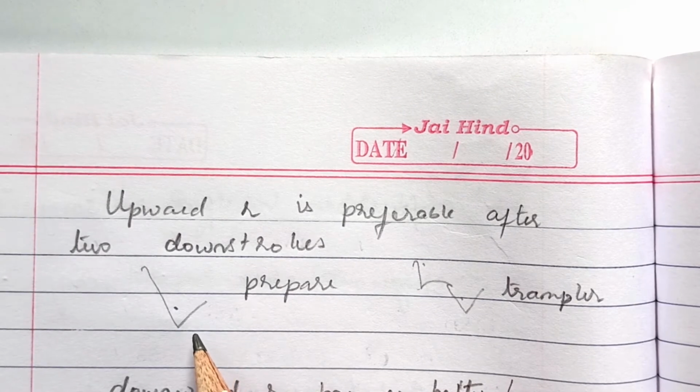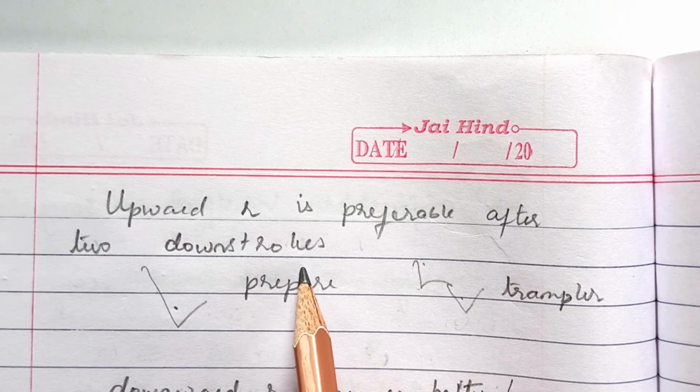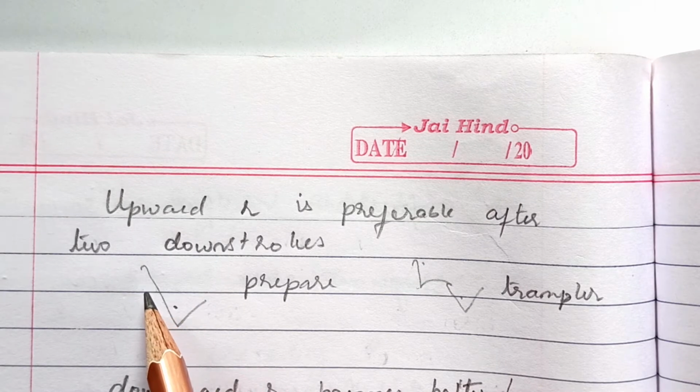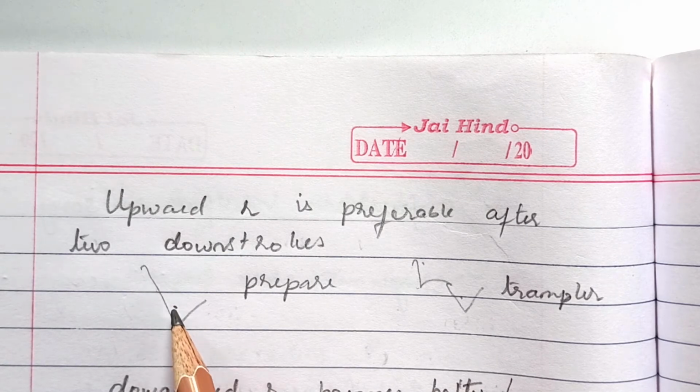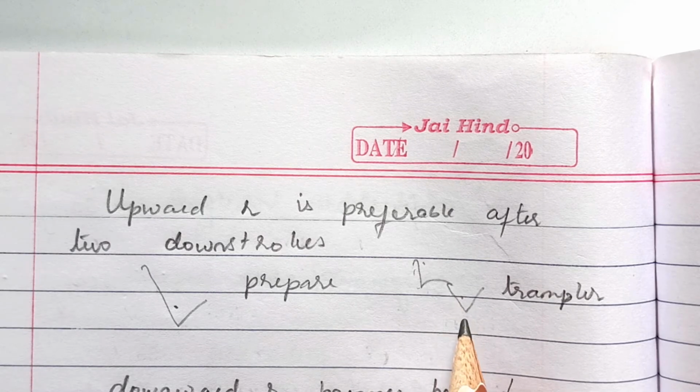And this upward R again can be used in the words after two downstrokes. So wherever there are two downward strokes, the upward form of R is employed. In the word prepare, here we have two downstrokes, per and again one more P. So two downstrokes. Hence the upward stroke of R is written, prepare. Then trampler. The ter, one downstroke, M. Again one more downstroke of pal. So trampler.